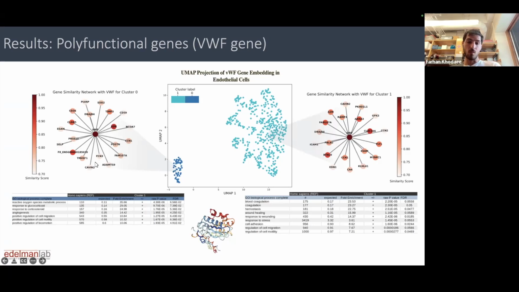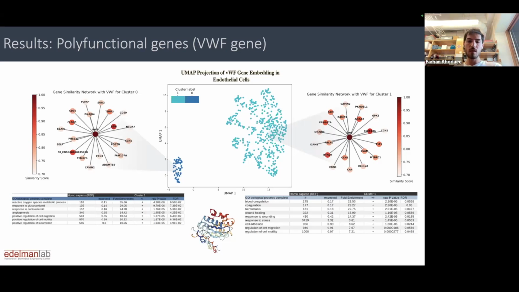We still don't know why we have two clusters of VWF here, and why the model creates two different types of embeddings for VWF, but it may tell us that there is something more about the function of genes that we didn't know. Traditionally we think that one gene is expressed only in conditions that do a specific thing, but maybe that is not the case, and genes play different roles based on the context that they are in.